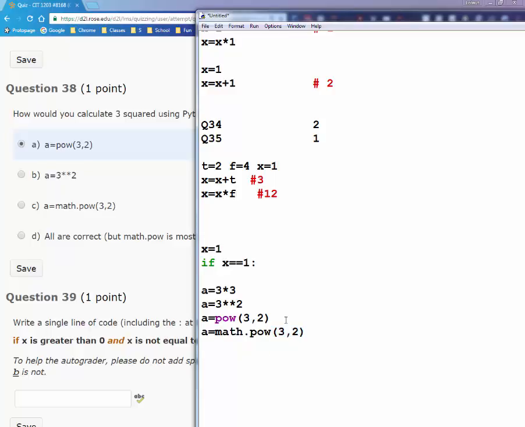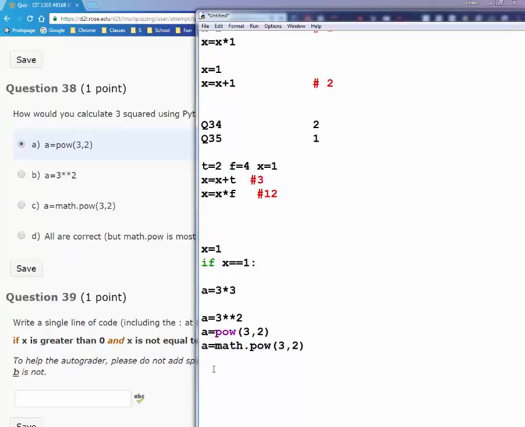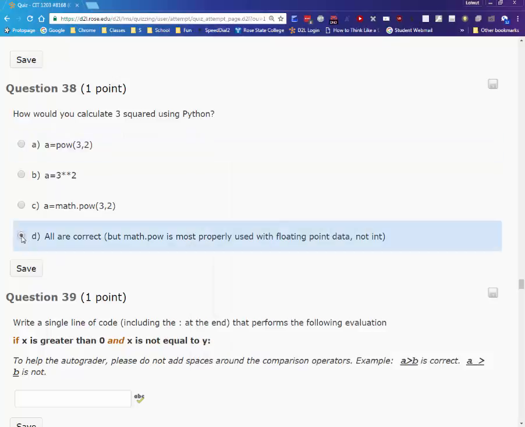So Python offers a large variety of ways of doing it. Specifically, these seem to be duplicated functionality. But as I note down here, math.pow you can use with floating point data. So if you really want to, you could do something like this. A is equal to math.pow(3, 2.5). You know, that's impossible for me to calculate in my head, raising something to a fractional value like that. But you could. So all are correct. And if you chose another one, then you didn't get full credit.